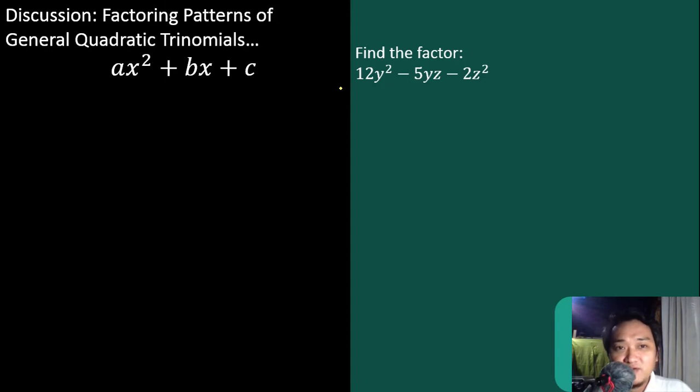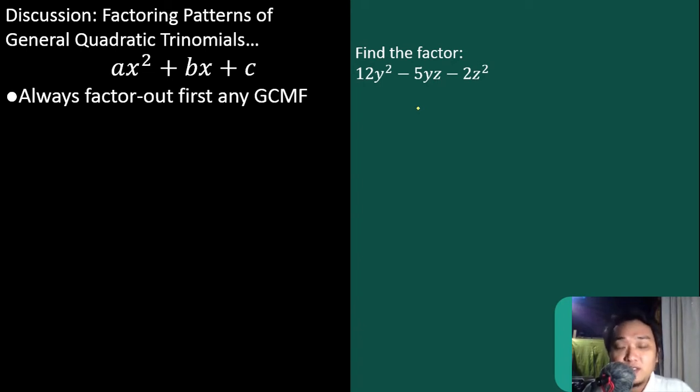So let us have a few more examples. Let's say we want to factor 12y squared minus 5yz minus 2z squared. So ang gagawin po natin, first things first. Una, kailangan tingnan muna natin yung trinomial kung meron siyang greatest common monomial factor para yung mga numbers sa trinomial mas bumaba siya or mas lumiit siya. But in this case, wala naman po tayong GCMF, so we will proceed to the next step.